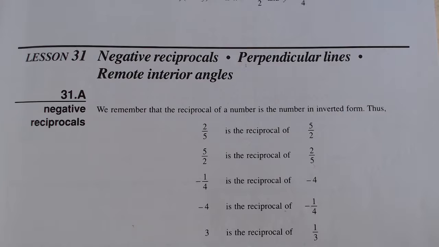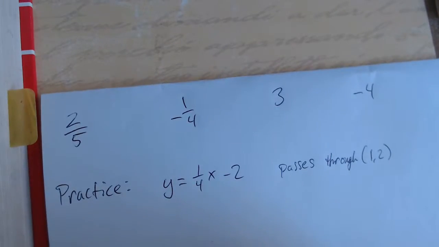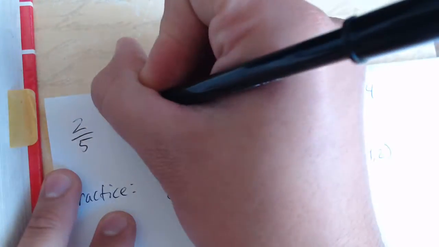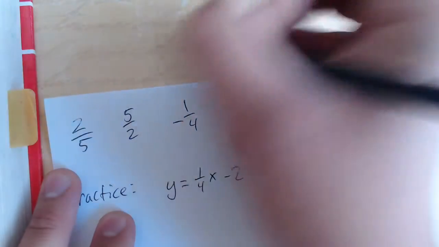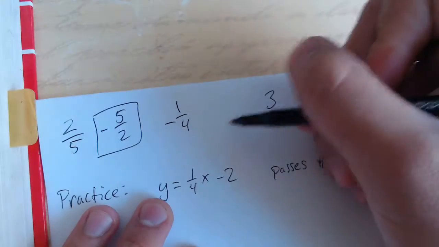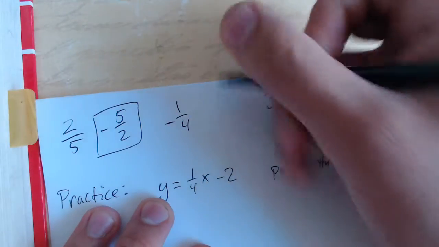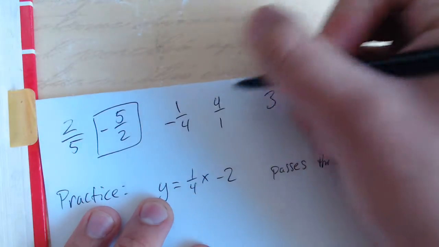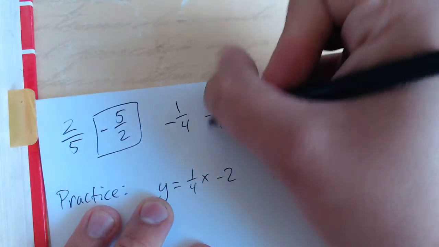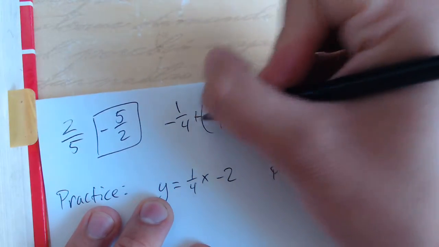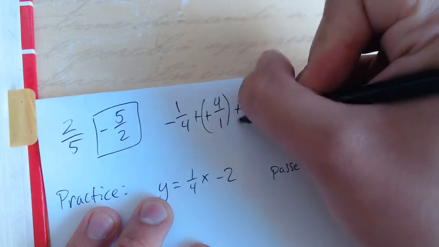So let's start with negative reciprocals. I've got some numbers set up here, and negative reciprocals are very easy. It's just inverting a fraction and then applying a negative to the number. So for 2/5, we invert that to be 5 over 2, and then we add a negative, so the negative reciprocal is negative 5 over 2. Negative 1/4, we invert that to become 4 over 1, or negative 4 over 1. We apply another negative, which makes it a positive 4.